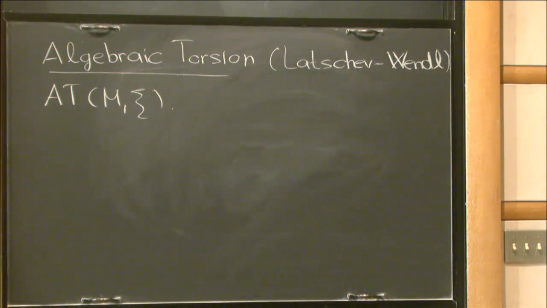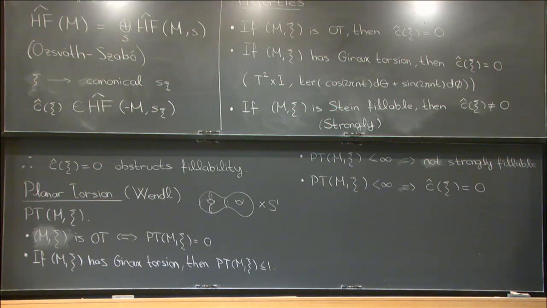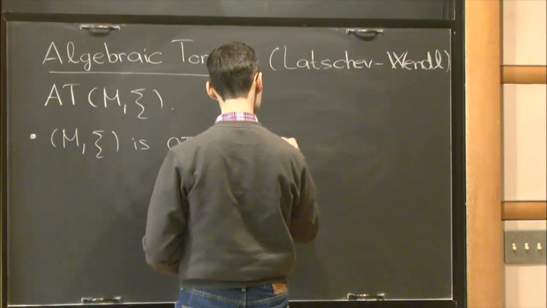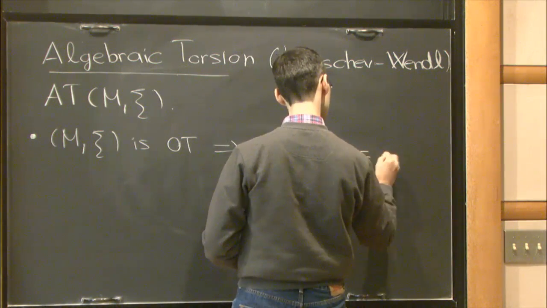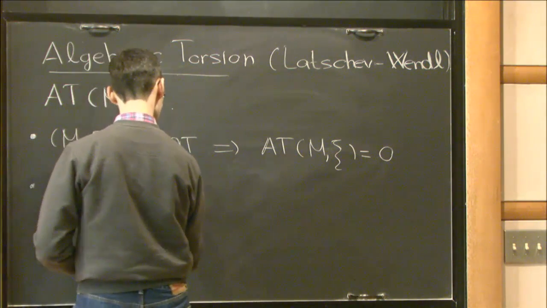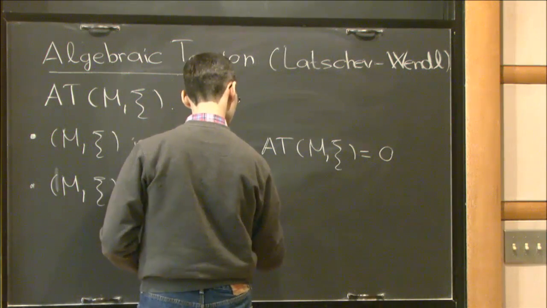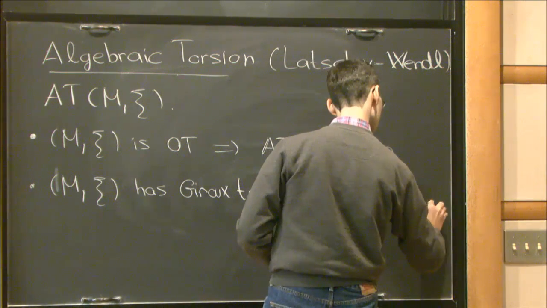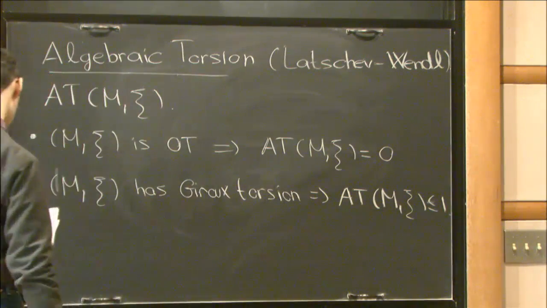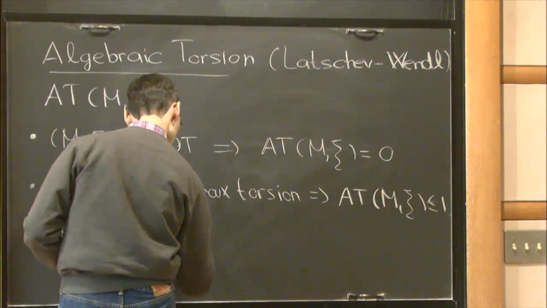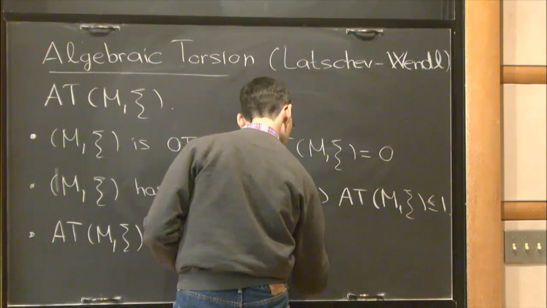And this has similar properties. So let me just quickly say that again. If MC is overtwisted, well, similar in the sense that we don't have the if and only if statement, but one direction is true: AT of MC is 0. And then again, if MC has Giroux torsion, that implies that AT is less than or equal to 1. What else do we have? We have AT of MC finite implies that it is not strongly fillable.